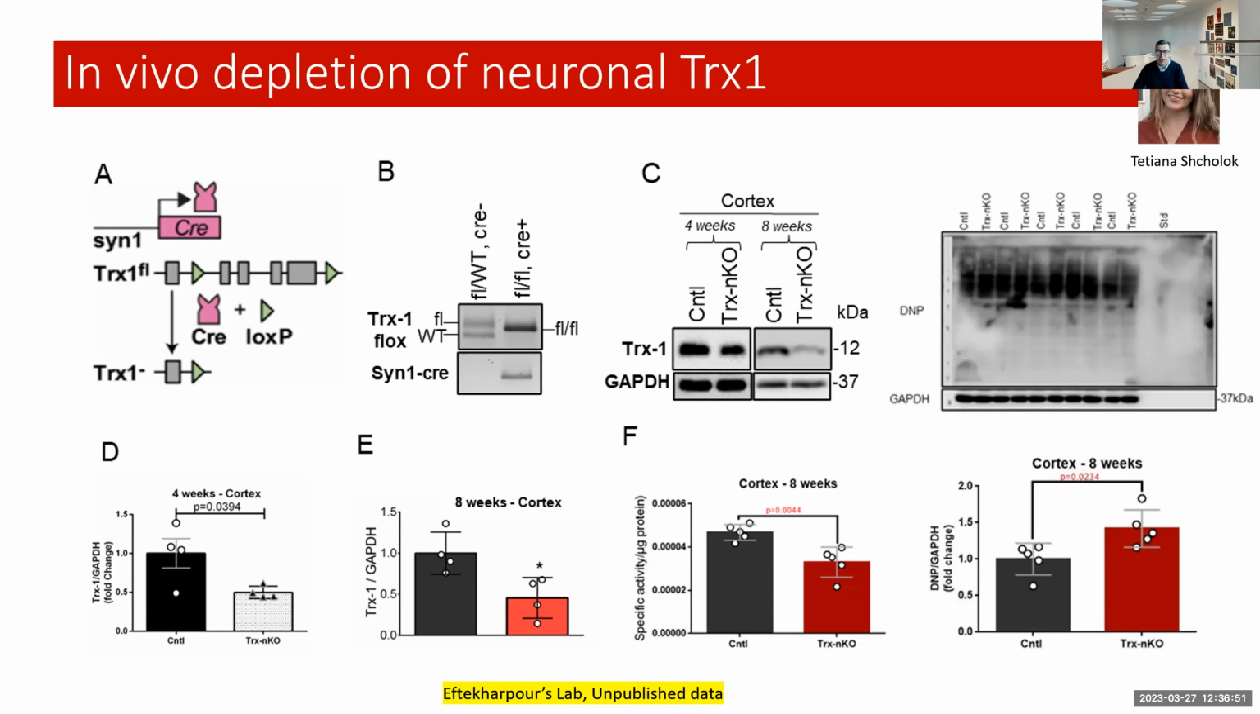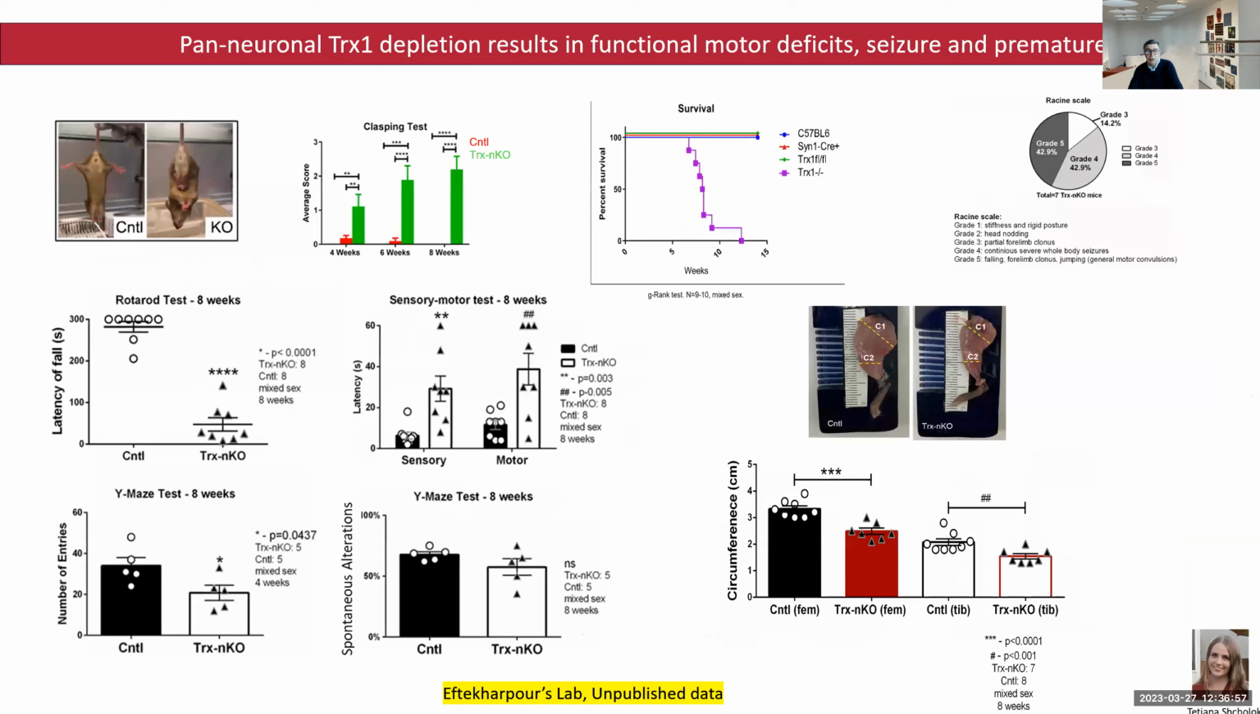So that's why we have opted to sacrifice these animals at 8 weeks and look at their molecular changes. First of all, at this age, starting around 4 weeks and higher, when we look at their hind limb clasping, we see that these animals significantly show clasping when they are picked by their tail. Animals do survive up to 10 to 12 weeks, but as I mentioned, just for humane reasons, we sacrifice them around 8 weeks. We put them on rotarod and also do a sensory motor test using tape removal.